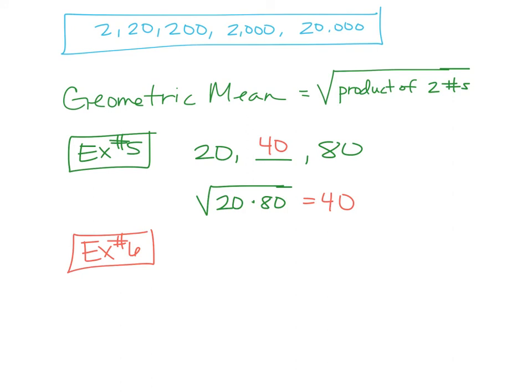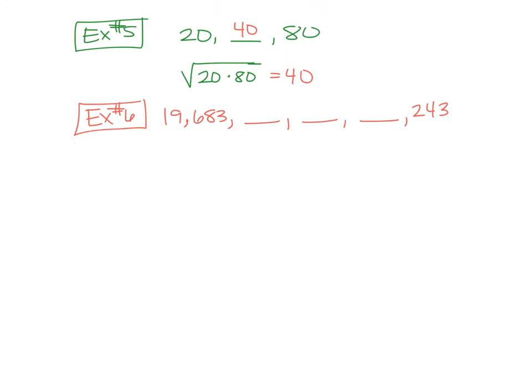Okay? But what if it looks like this instead? 19,683, 3 blanks, and then 243. Okay, so think back to how we did this yesterday. What do you suppose we should do right now to find those 3 missing numbers? Esther. I'll find the middle term first by doing the same thing. So we're going to take these 2 numbers to find this one, right?